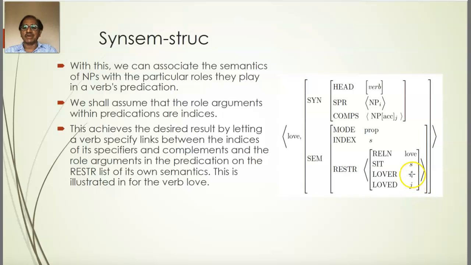Loved is J. Remember, this I is co-indexed here with the specifier NP, and the complement NP here is co-indexed with the loved. So the predication is clear now. That is, there is a lover, there is a loved, and between them there is the relation love. And the lover is an NP which becomes the specifier for the word love, and the loved is the complement NP which becomes the complement for the word love. So the predication is given clearly for the verb.